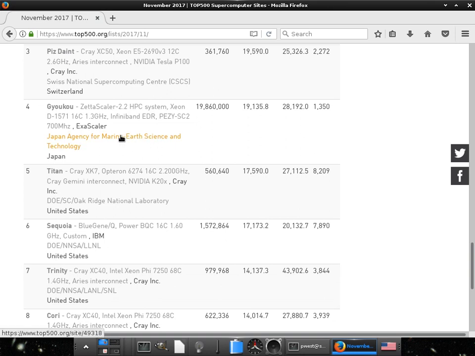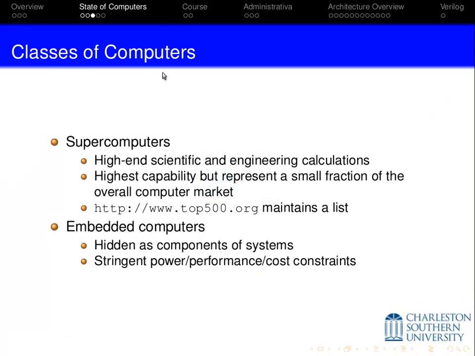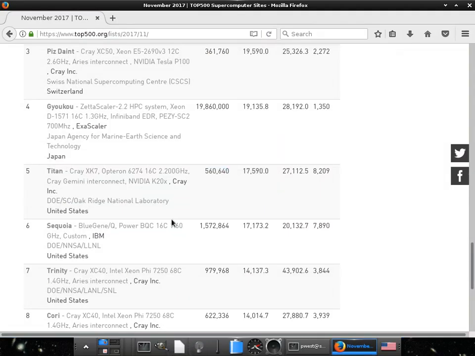Marine Earth Science and Technology. So this machine is very interesting. If I remember correctly, this is the one they built in order to simulate the Earth. Oh, fun. Like tectonic shifts and plates and things like that? Yeah, the whole thing.